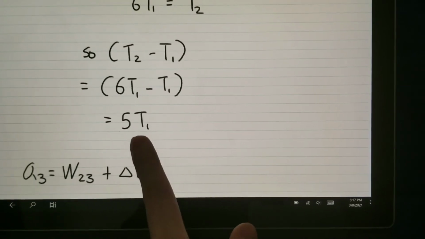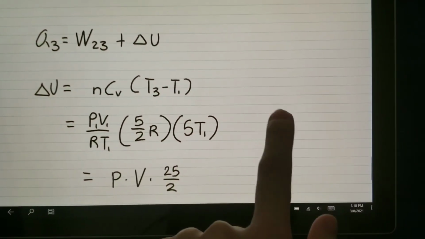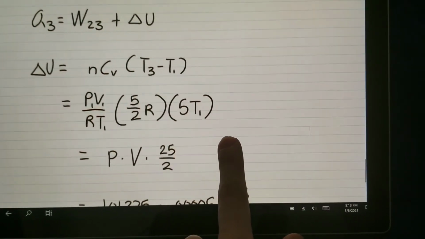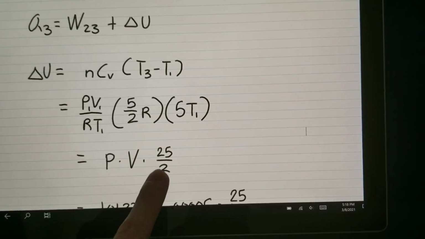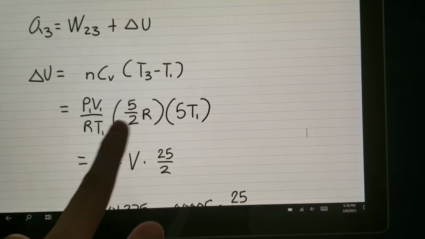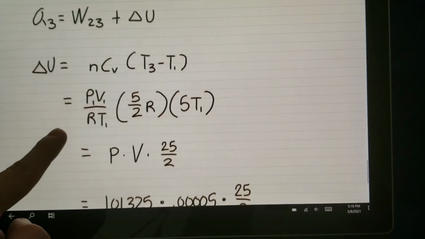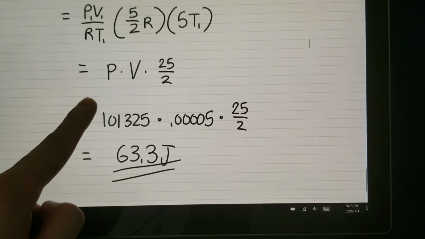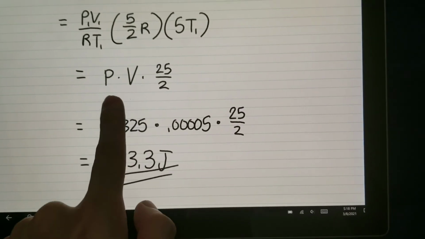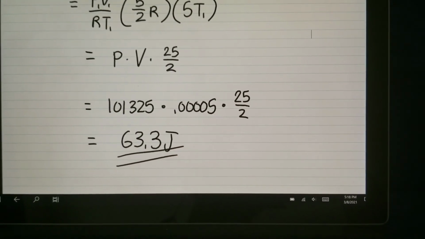Now that we find 5T1 is equal to delta T, we can plug that into our delta U equation and ultimately find that it is equal to PV times 25 over 2 by plugging in our known values, like CV is equal to 5 over 2 R from our lectures, until we finally end up with a final answer by plugging in our known values as 63.3 joules.